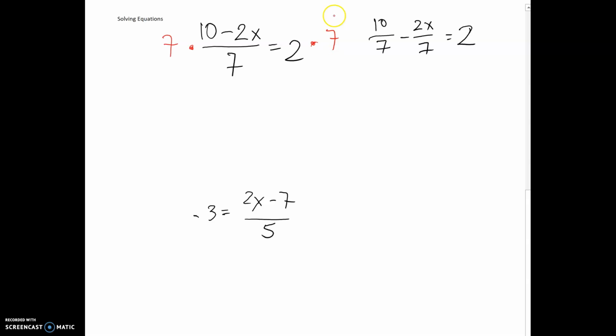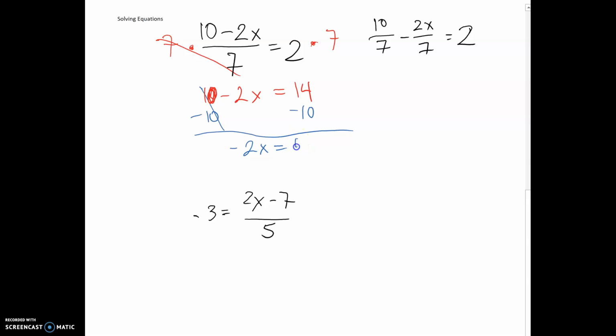That cancels the denominator on the left-hand side, and we are left with 10 minus 2x equals 2 times 7, which is 14. Now this is where we run into some issues as well. Sometimes we make mistakes here. So we're trying to get x by itself. We see that 10. We need to get rid of that 10. And how we are going to do that is we are going to subtract 10 from both sides. It is a positive 10, so we need to subtract 10 to make that 0.